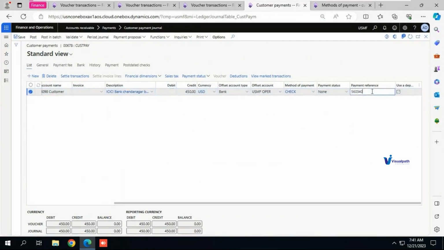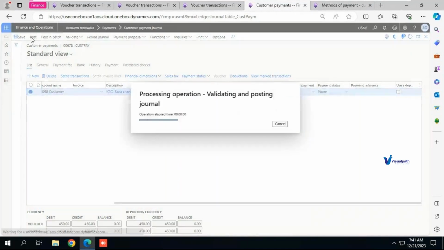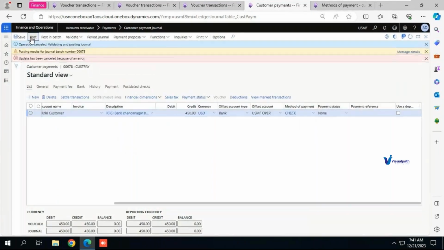Suppose I have not enabled these and I am posting. I am posting now. Okay, if I post here, what happens? It is throwing an error message. As I told you, blue ribbon, orange ribbon, red. If red is coming, it means the operation will be cancelled.